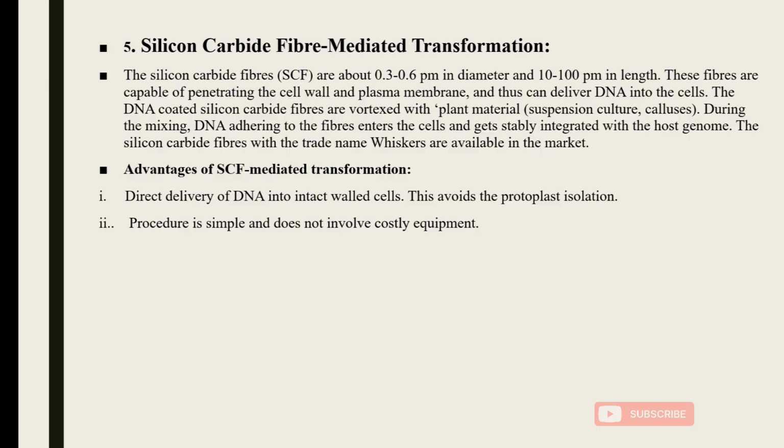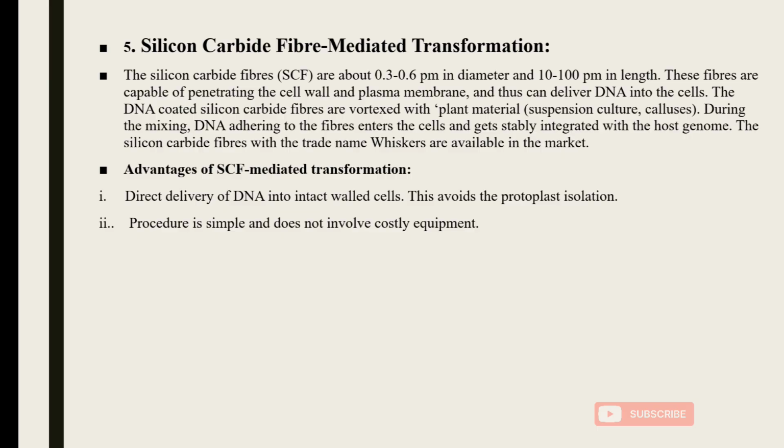The DNA-coated silicon carbide fibers are vortexed with plant material, suspension culture, calluses. During the mixing, DNA adhering to the fibers enters the cells and gets stably integrated with the host genome. The silicon carbide fibers, with the trade name whiskers, are available in the market.